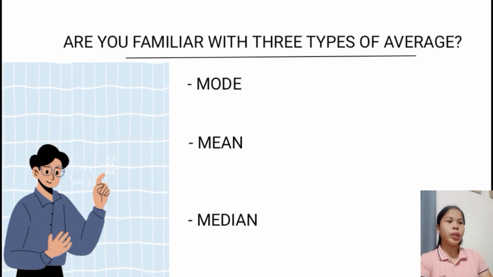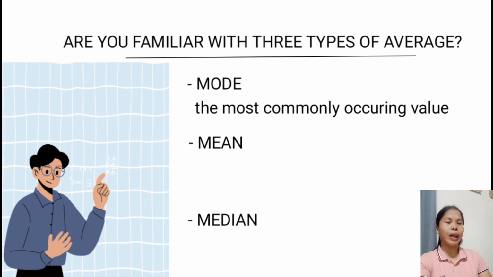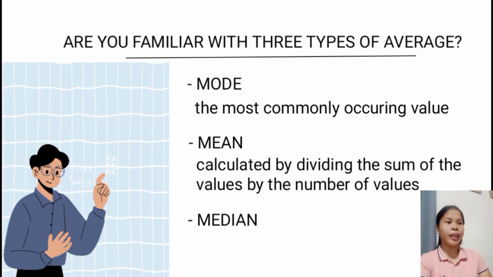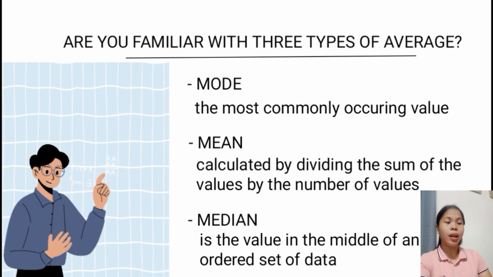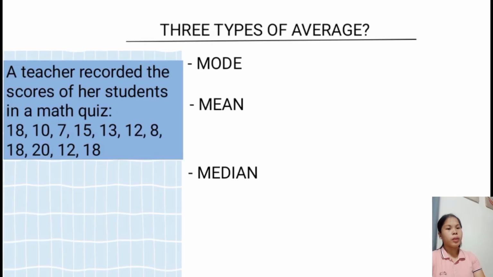When we say mode, it is the most commonly occurring value. When we say mean, it is calculated by dividing the sum of the values by the number of values. And when we say median, it is the value in the middle of an ordered set of data. We use an average to summarize the values in a set of data. As a representative value, it should be fairly central to and typical of the values that it represents.